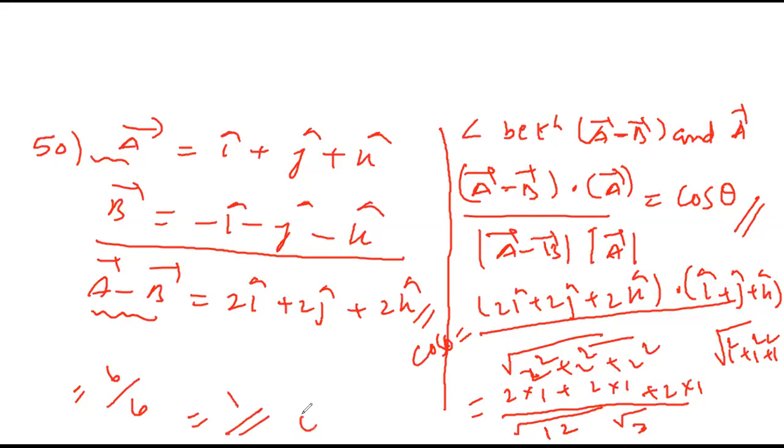Cos theta is 1. So what is theta? 0 degree? Yes, sir. So this is the answer. If minus 1 comes, then you have to write 180 degree.